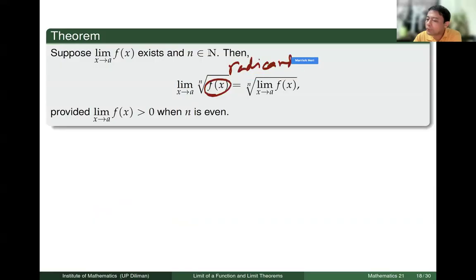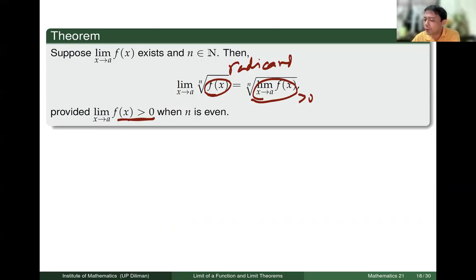The radicand must be non-negative. Okay? So the limit of that must be greater than 0. Kasi alam mo, square root, hindi ka pwede magkaroon ng square root of -1 or -3. Kailangan positively valued yan. No?